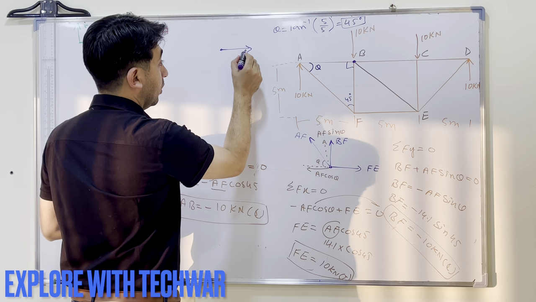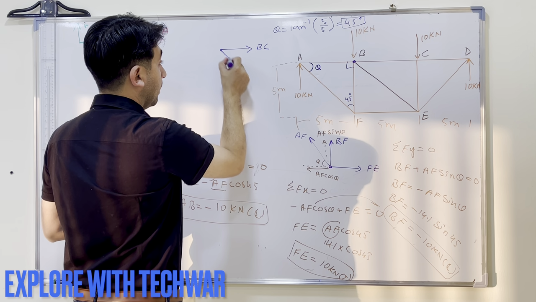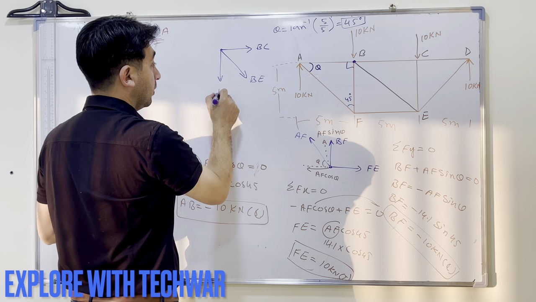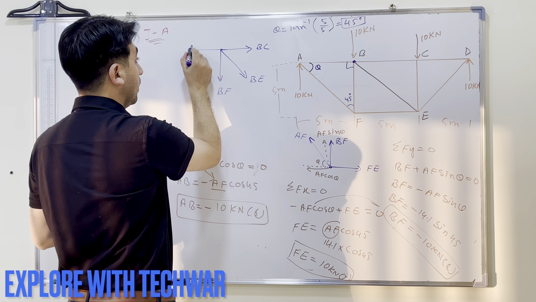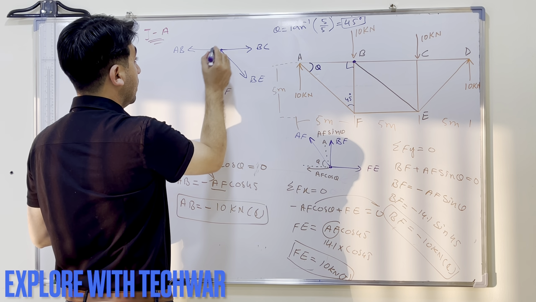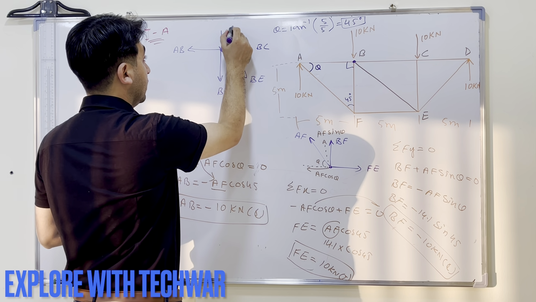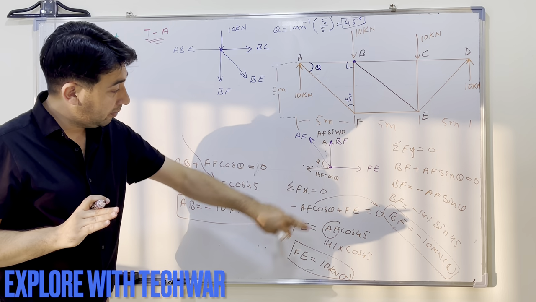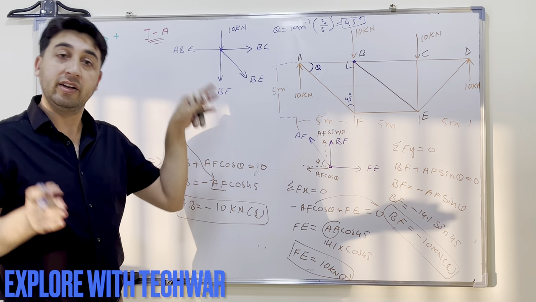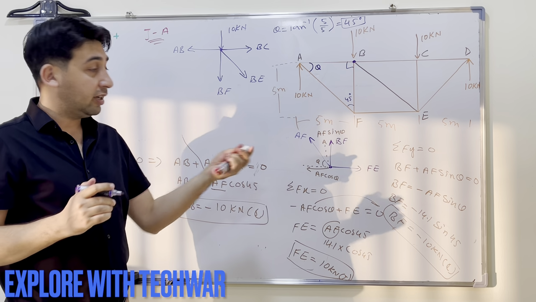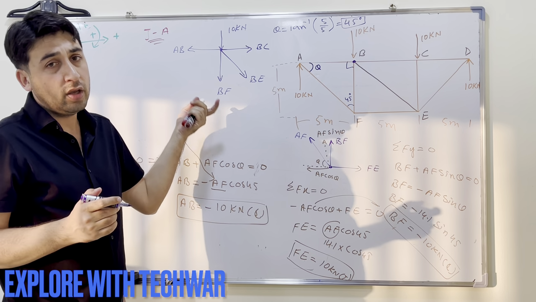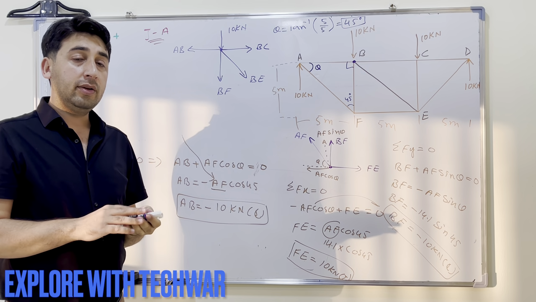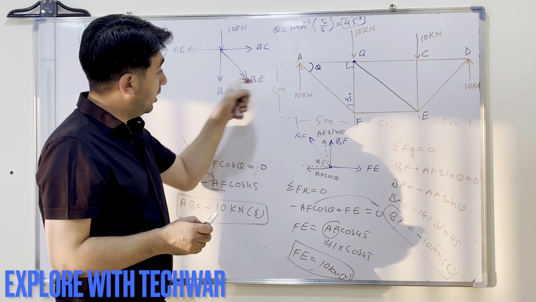So I have BC, I have BE, we have this downward force BF, we have AB, and we have this force 10 kilonewton. Here again I have assumed all are in tension. Some of them are in compression, but we will use the negative sign. You can use the other direction, toward the joint for compression, but let us assume all are in tension, and then we will see how we find BC and BE.